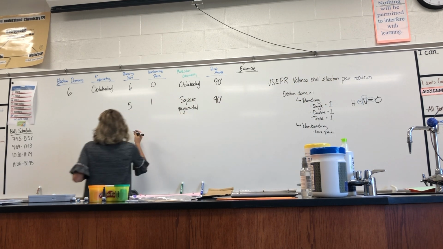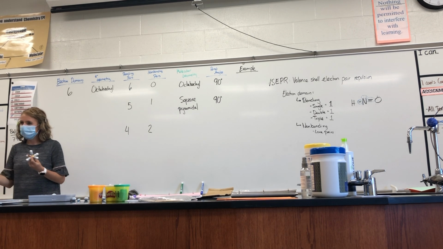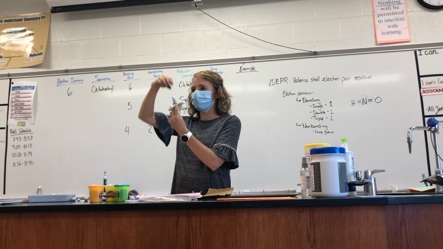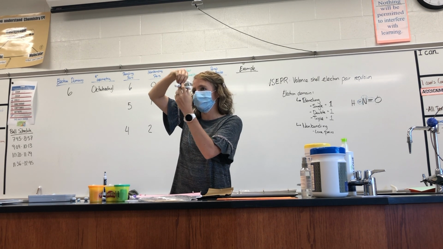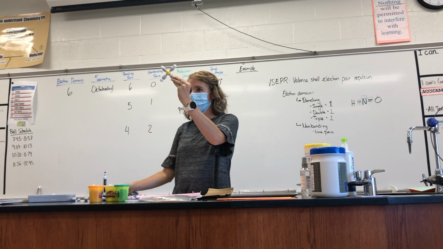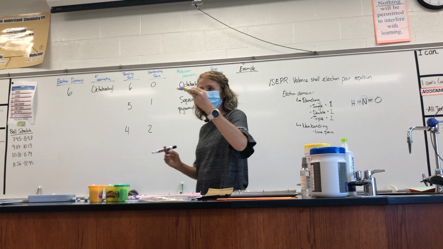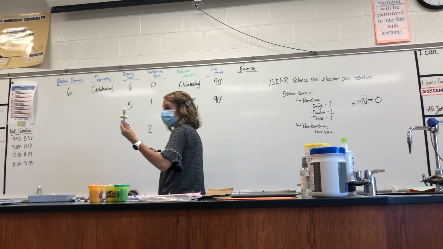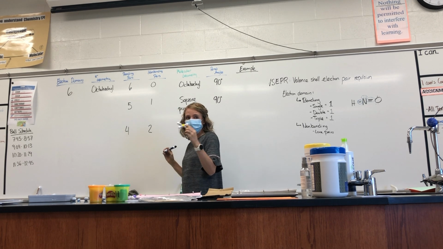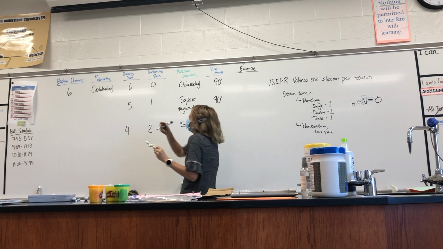Okay, let's get another ghost. So 4 and 2. Now the ghost is going to form as far away from the other ghost as possible, so it's going to take this top position. A T? An X? Treasure map? Any other guesses? Cross. Square. Square pyramid. Planar.